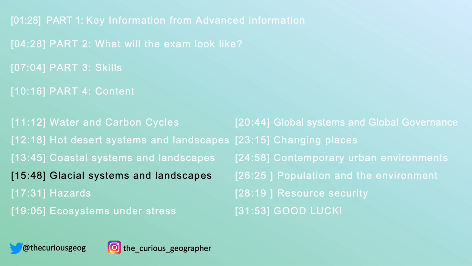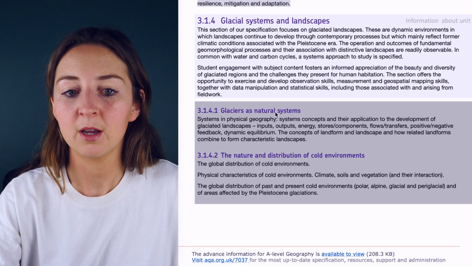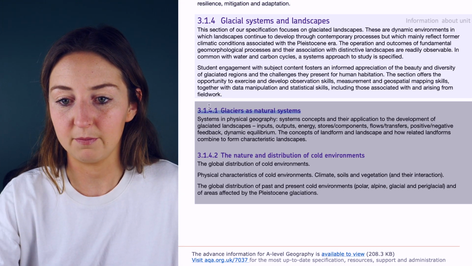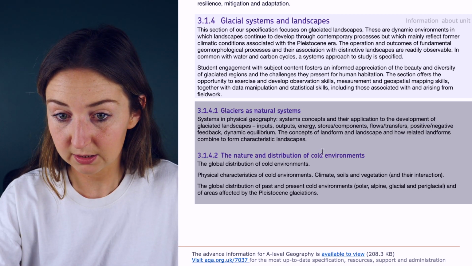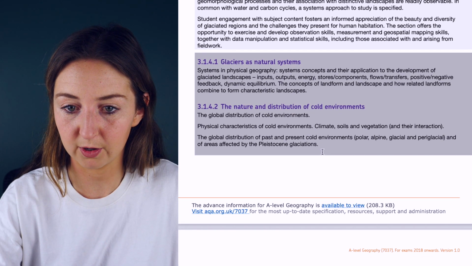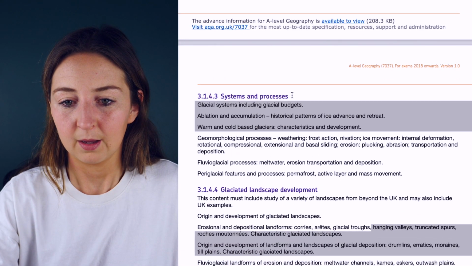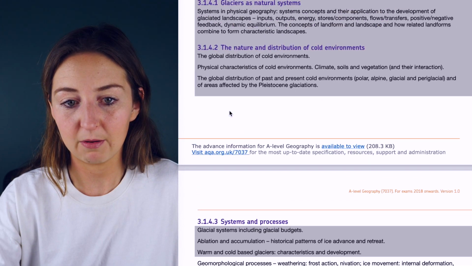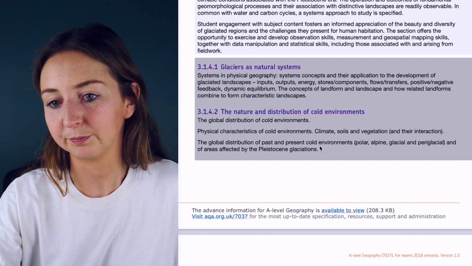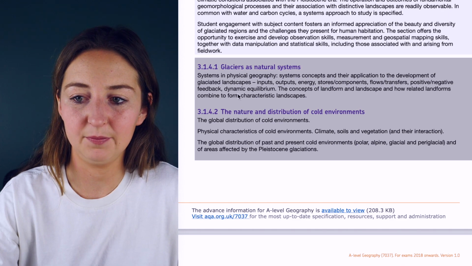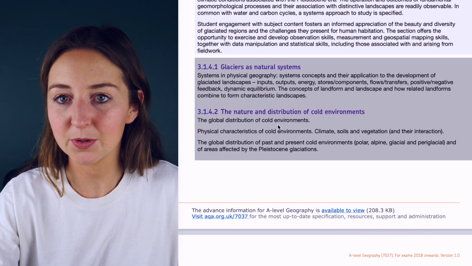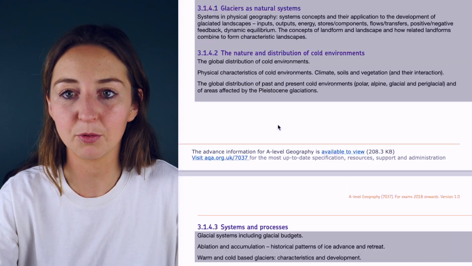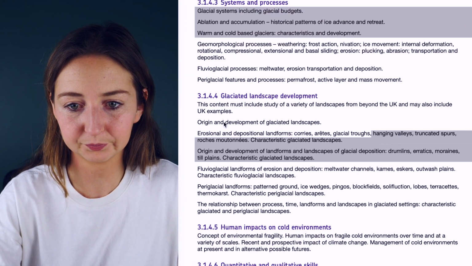On to glaciers. Okay, so here, like coast, make sure you RAG it carefully. Some key things which are not on the list, for example, glaciers and natural systems and the nature and distribution of cold environments, and systems and processes. However, these parts here, inputs, outputs, energy, characteristics, they might help you interpret the rest of the spec. And so I would say make sure you just go over the key processes of all physical geography.